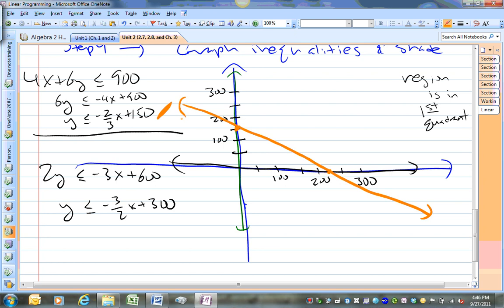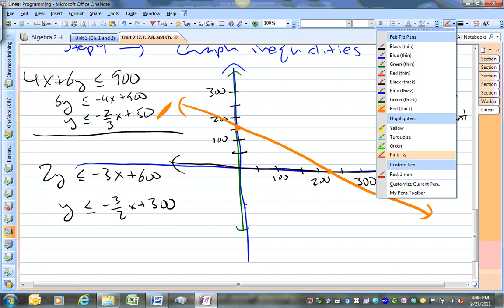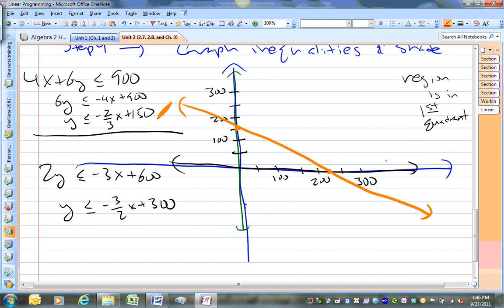For the next one, let's use, I don't know, I should have used a different color, but let's use red. Hopefully you're not colorblind. See right here, when y is 0, x is 200, and also when x is 0, y is 300, which we already have. You have that one right there.